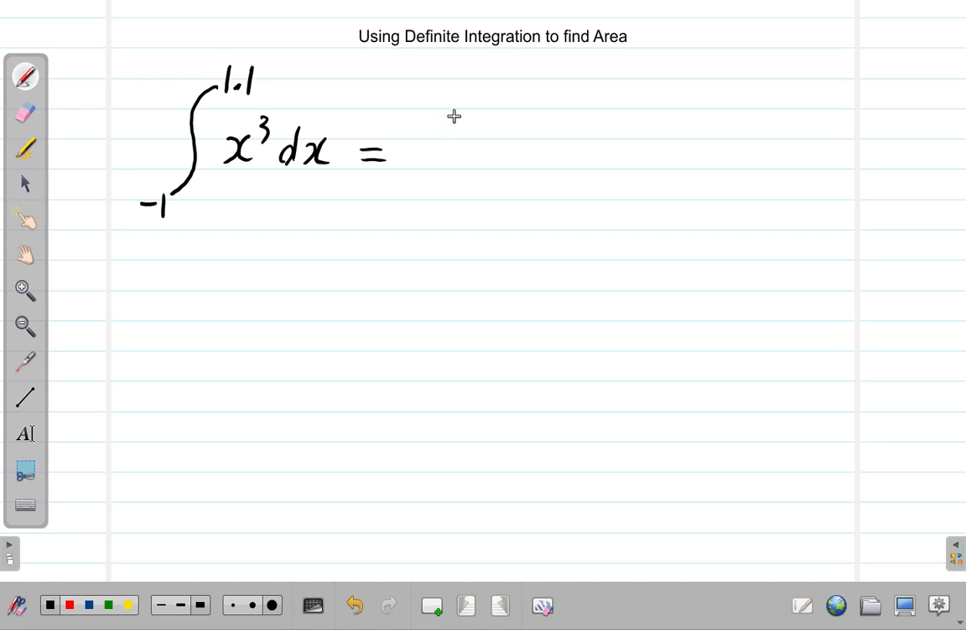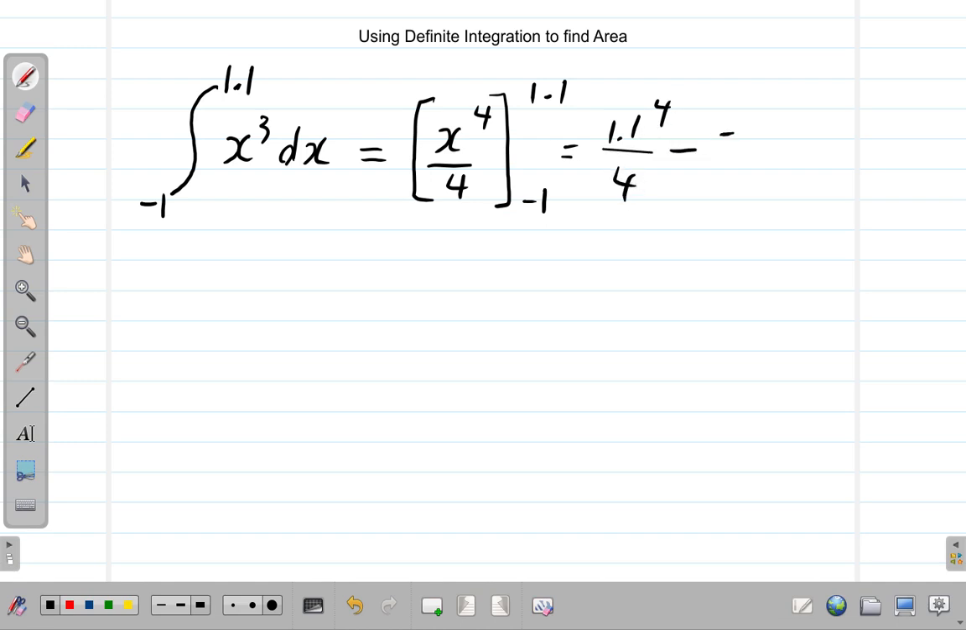What you will have is x to the 4th divided by 4 from -1 to 1.1, and this would be 1.1 to the 4th divided by 4 minus -1 to the 4th divided by 4.